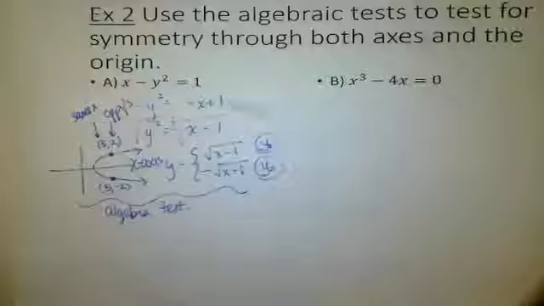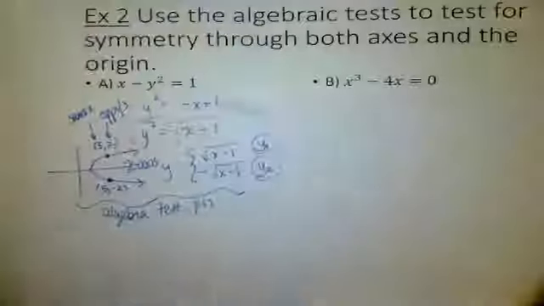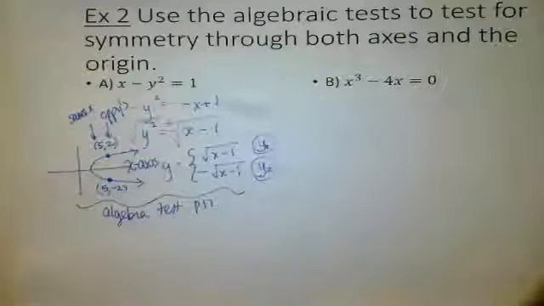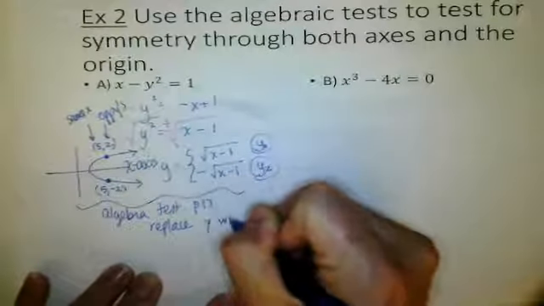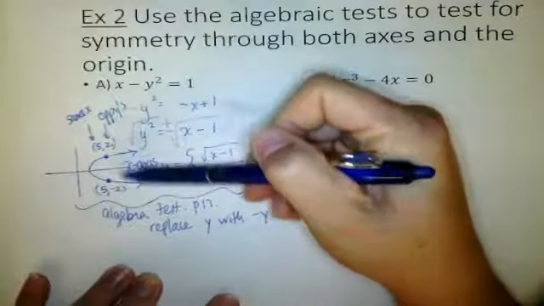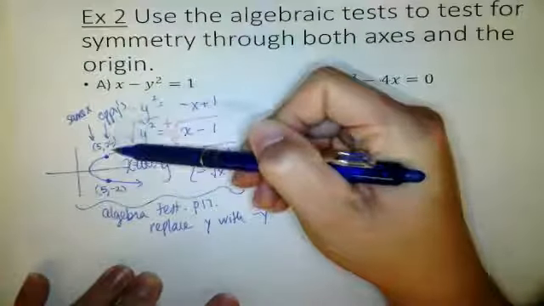So on page 17, it says the algebraic test for symmetry, and it's the number 1. The graph of an equation is symmetric with respect to the x-axis if replacing y with negative y yields an equivalent equation. So it says replace y with negative y and see what happens. Replace y with the opposite of y, which is exactly what's happening with these ordered pairs. We have a positive y and we have the opposite.